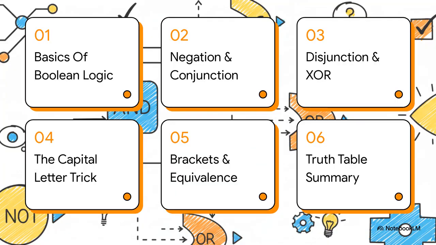So here's the game plan for our masterclass. 1. Basics of Boolean logic. 2. Negation and conjunction. 3. Disjunction and exclusive disjunction. 4. The capital letter trick. 5. Brackets and equivalents. And 6. We'll bring it home with a truth table master summary.